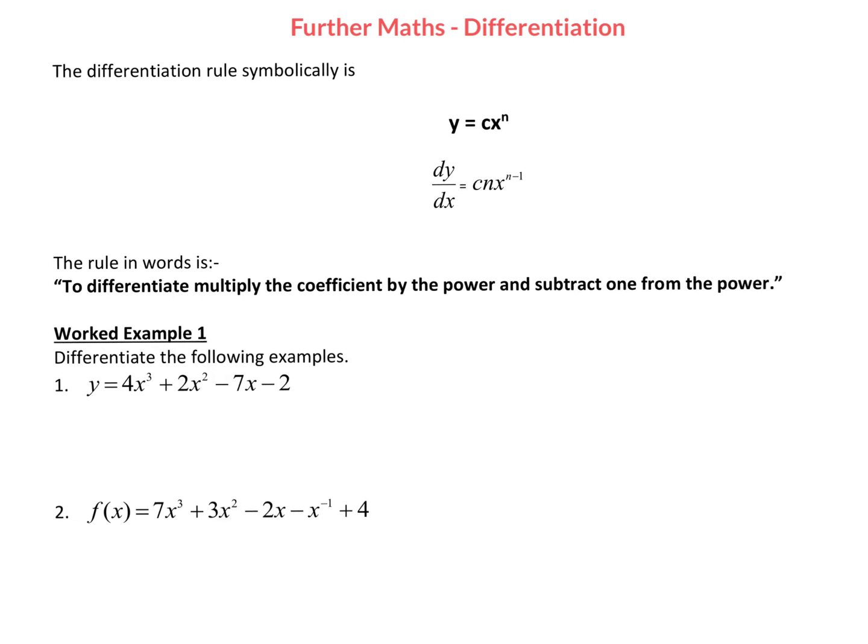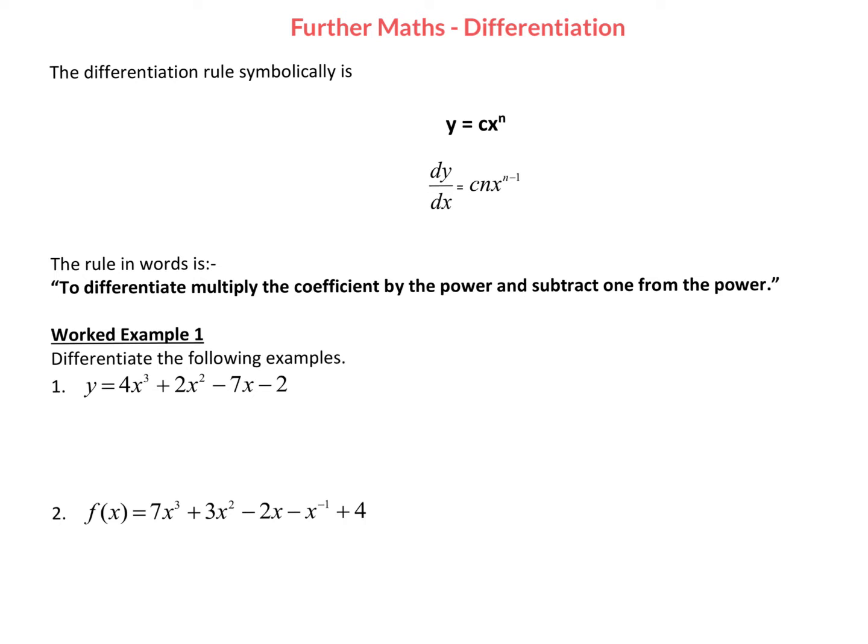When we differentiate a term like y equals some constant times x to the power of n, we differentiate the y equation with respect to a variable, in this case with respect to x. And when we differentiate it, we say dy by dx. That's how we say it has been differentiated. So we're differentiating the y equation with respect to the letter x.